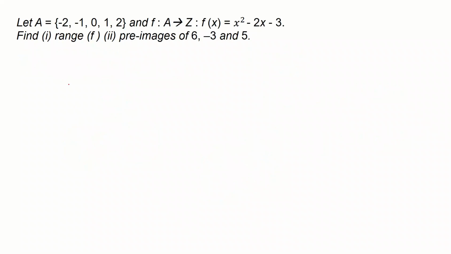Okay. Let A be a set given by {-2, -1, 0, 1, 2} and f be a function from A to Z. This is how we denote a function. We read it as a function from A to Z. That means it will be taking some points from A and taking them to the set Z as images. All right, so this is how we read a function.